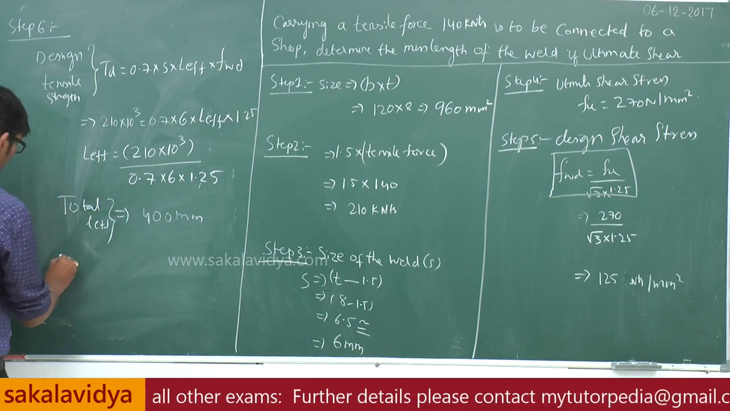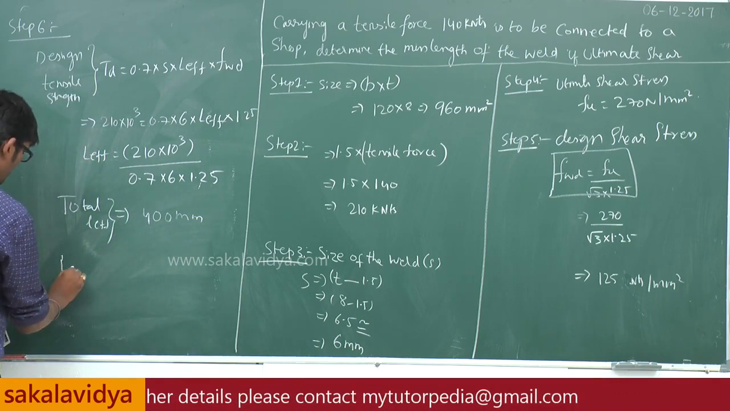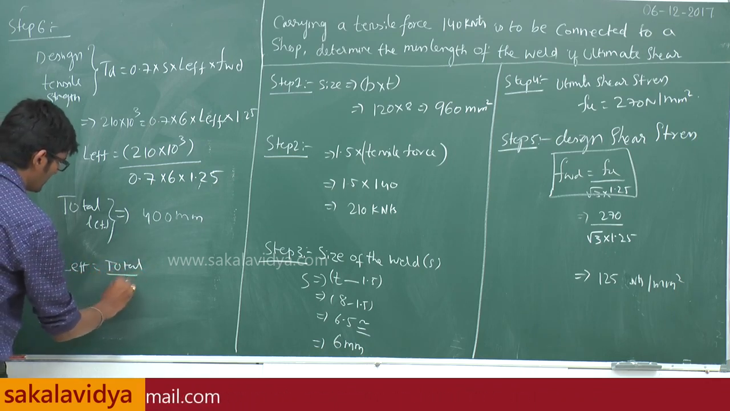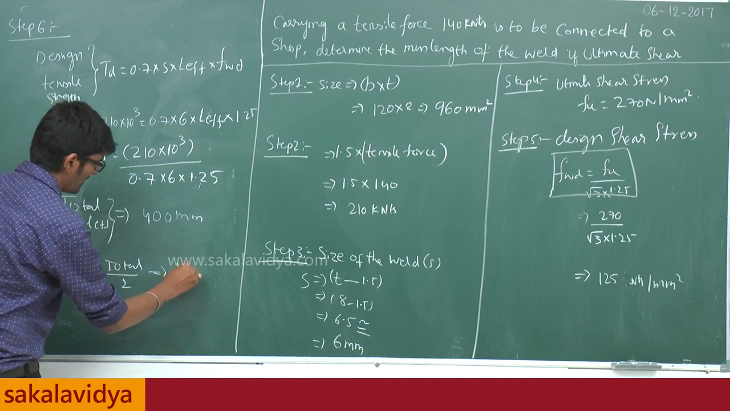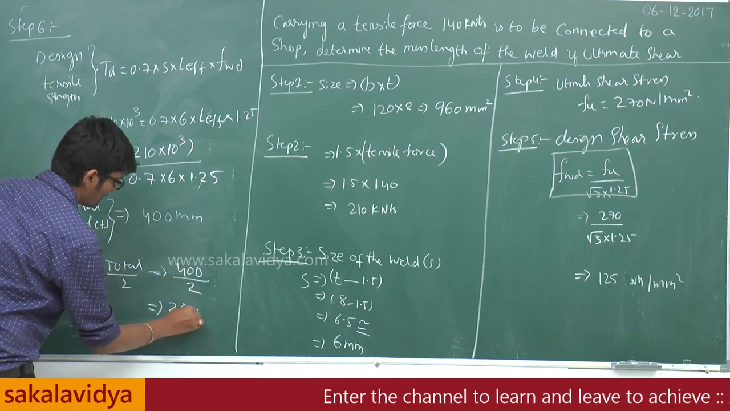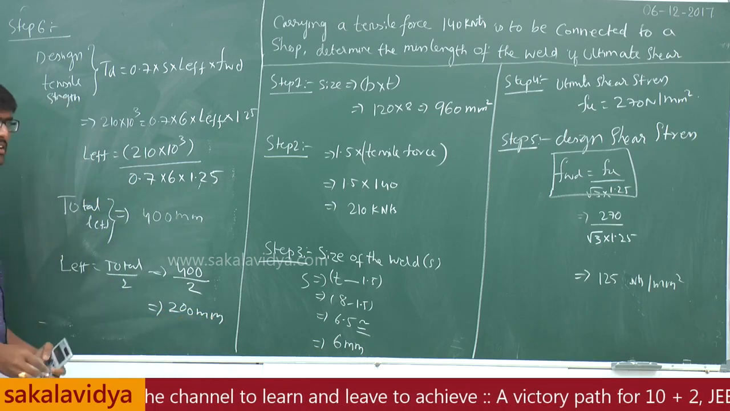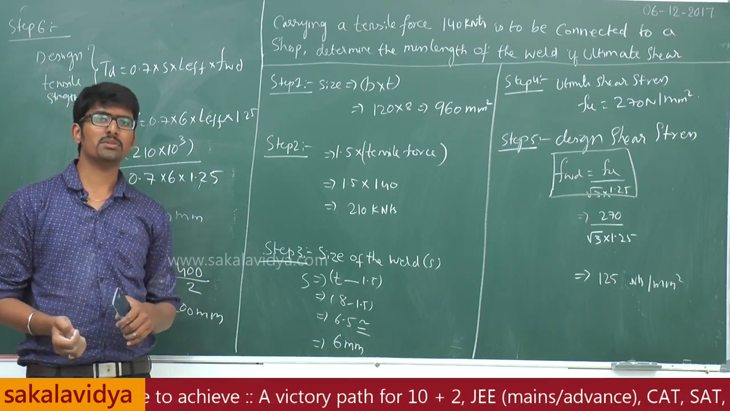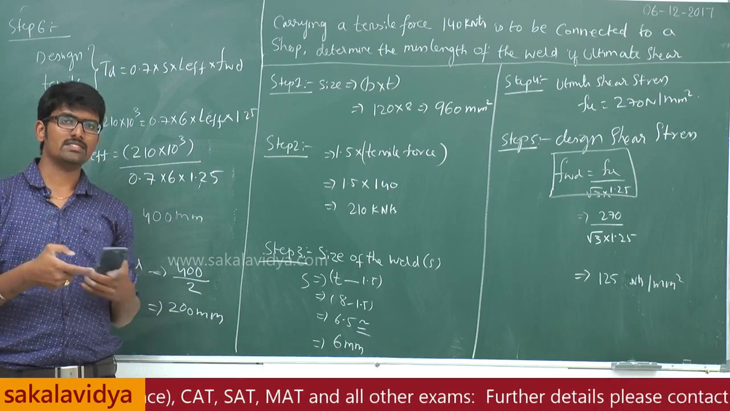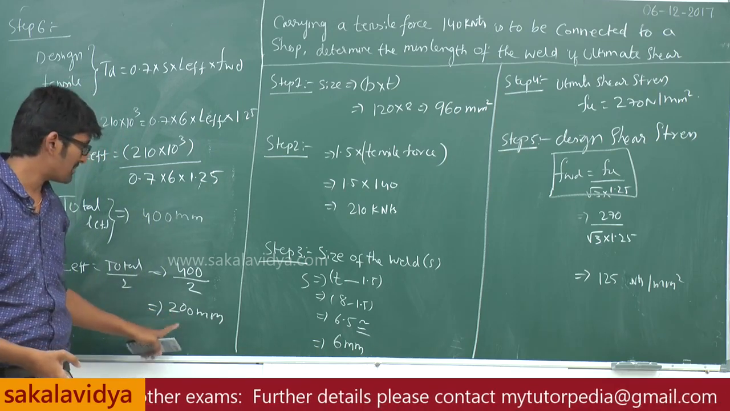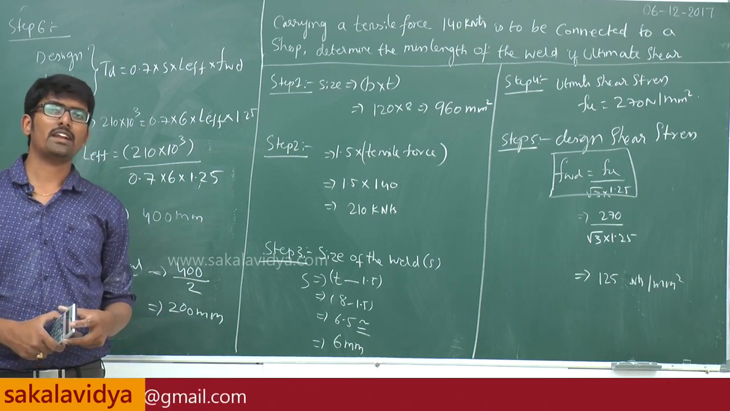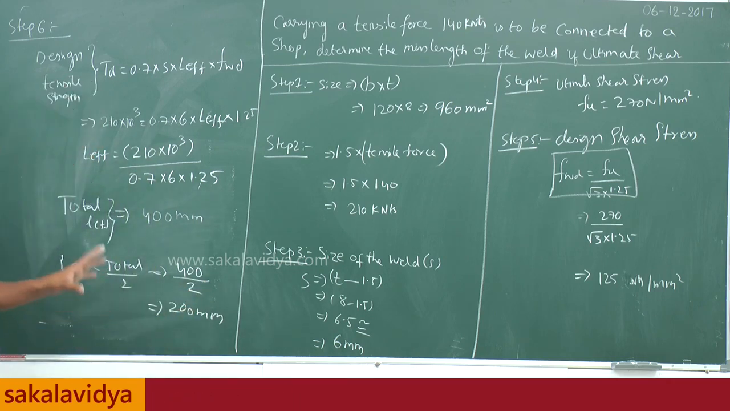So what is the single effective length? Effective length is equal to total divided by 2, that is 400 divided by 2, so 200 mm. With a length of 200 mm on both sides we need to weld the gusset plate and the flat plate. So the effective length is 200 mm. What is the total effective length? 200 plus 200, 400 mm. This is a very important question for your examination.